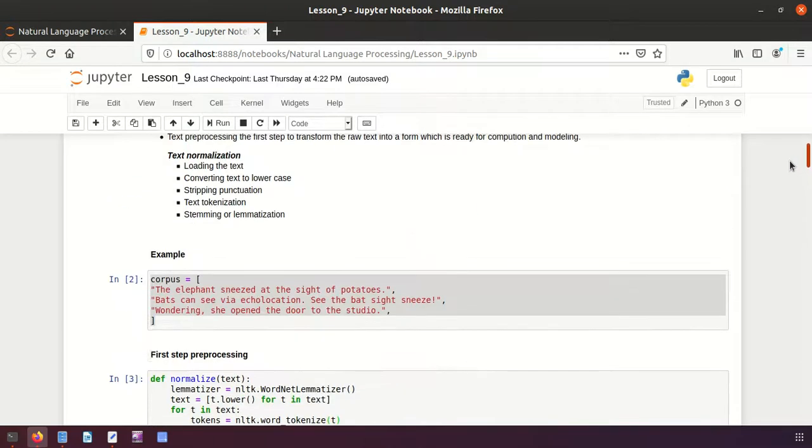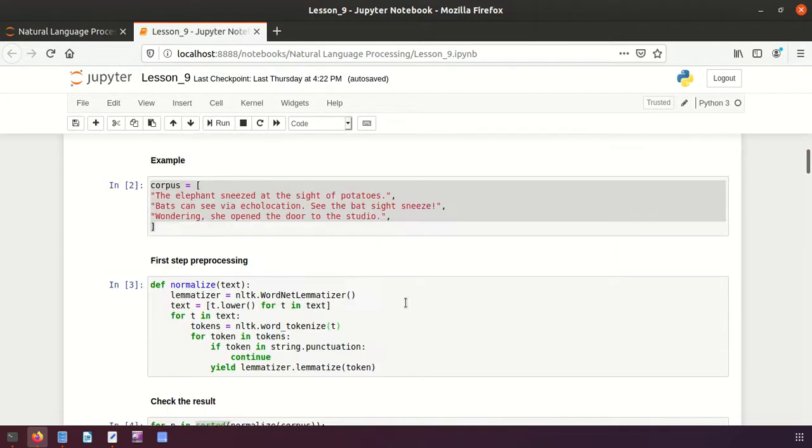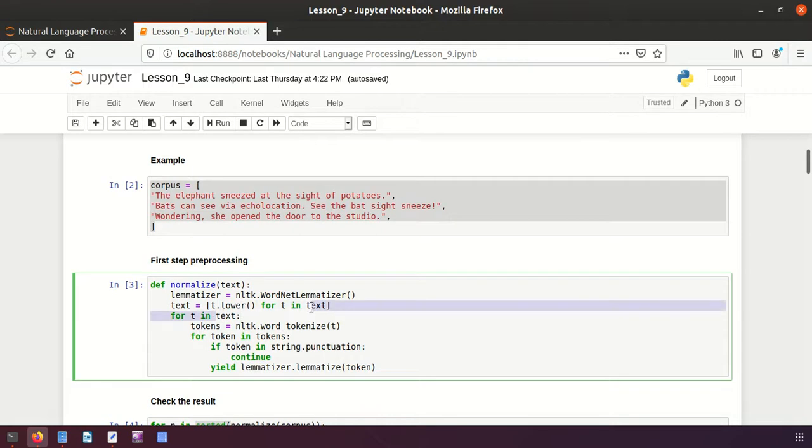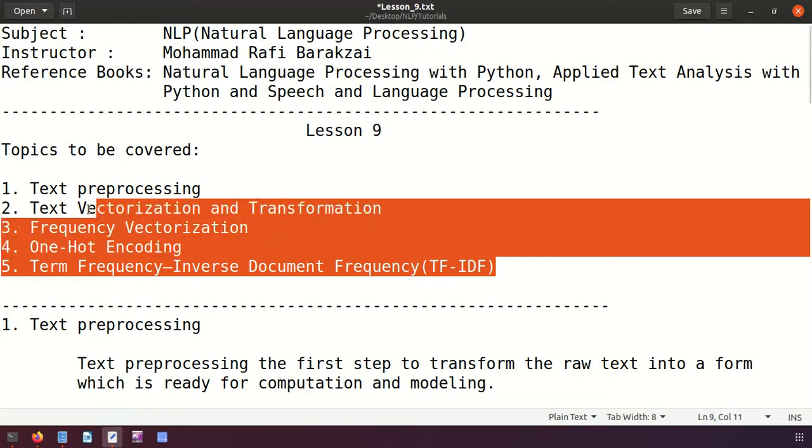So I hope you understood all these things. These were the steps we followed in text normalization: loading the text, converting into lowercase, then tokenizing, and here we strip the punctuation, and then we applied lemmatization. So these were the topics we promised, and I hope you understood all the things.